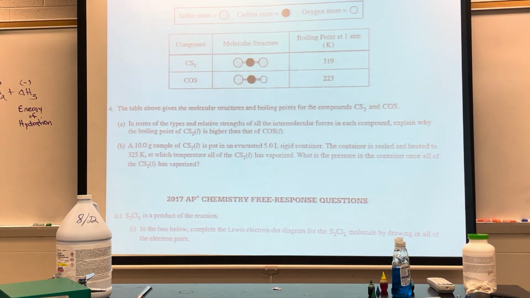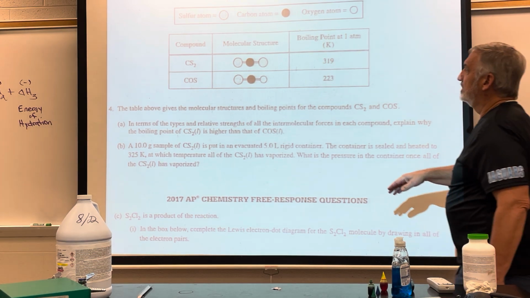On the AP exams, if you don't specify what type of LDF it is, do you always just write London dispersion force? Well, you can just say LDFs. I'm saying instead of writing dipole and induced dipole, you just write... Yeah, I think they're going to give you credit for either one. They're synonymous with one another.